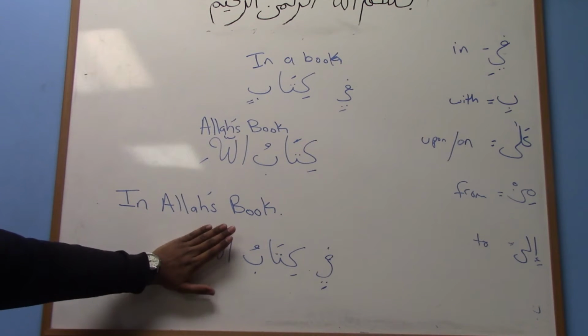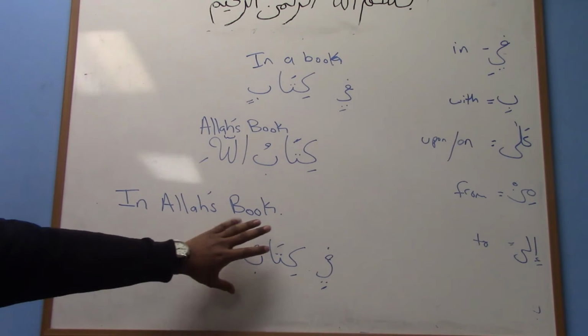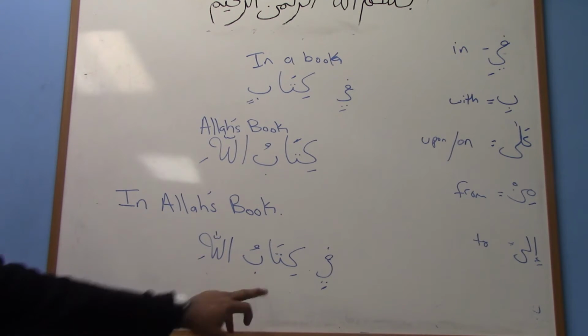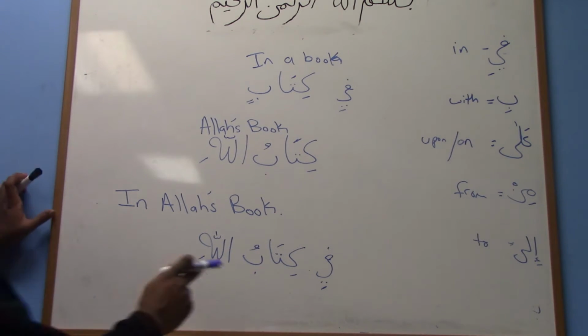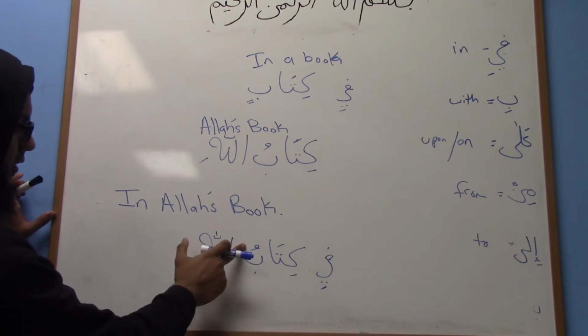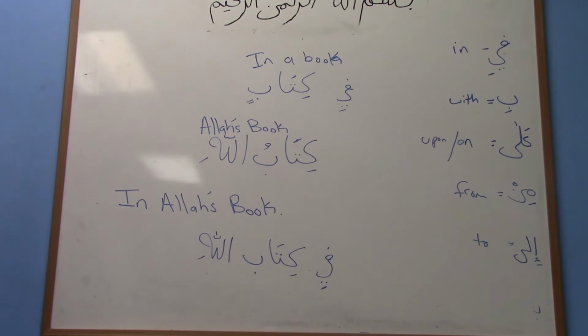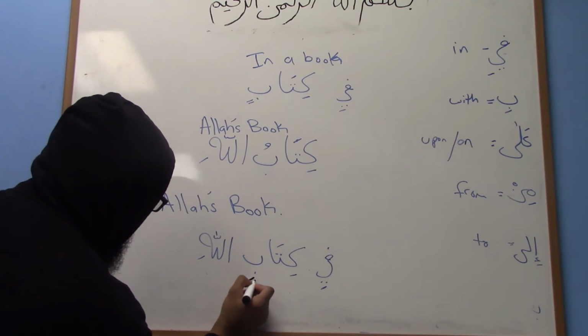It's not going to affect this one. Therefore, it's going to affect the possession. Okay, the first word, the possession. So, because fi is here, we're going to erase this dhamma. And we're going to put how many kasras? 2? 1. Why can't you put 2?